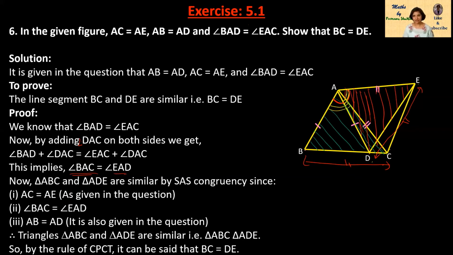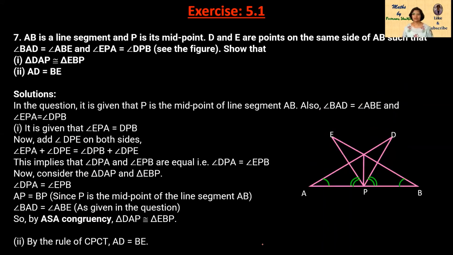Then we can find out these two sides are equal. So here AC equals AE. This is given in the question. Now angle BAC equals angle EAD, which we have found out, and AB equals AD. AB equals AD. This is also given in the question. So triangle ABC and triangle ADE are congruent. That is, triangle ABC is congruent to triangle ADE. By the CPCT rule, we can say BC equals DE. This is proved.